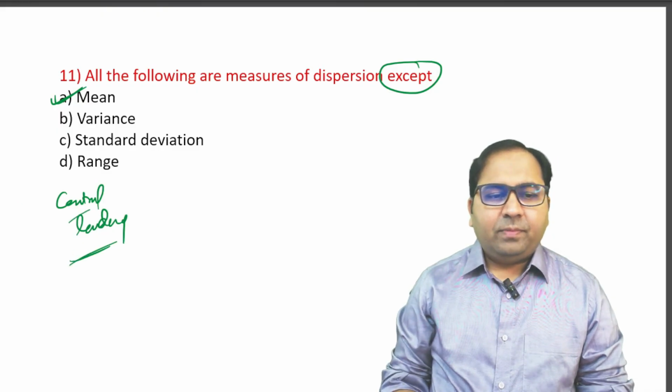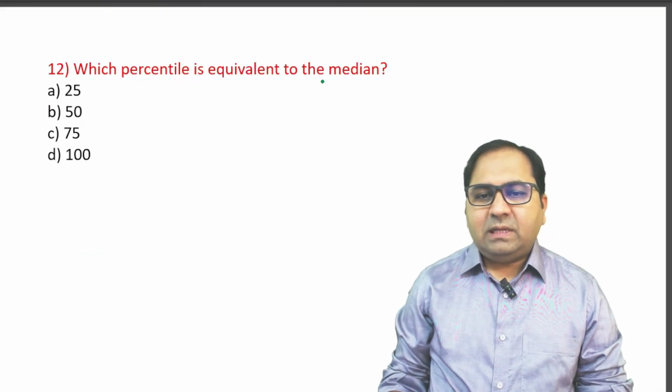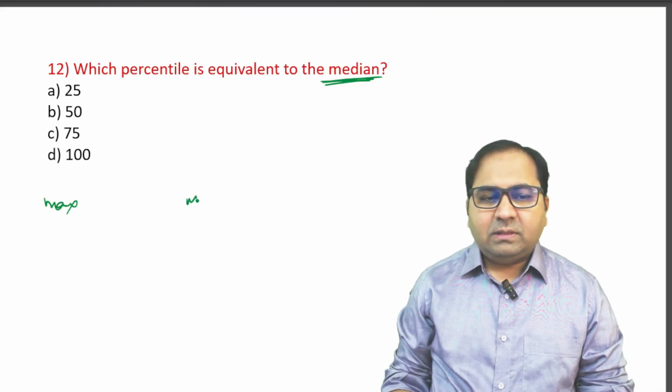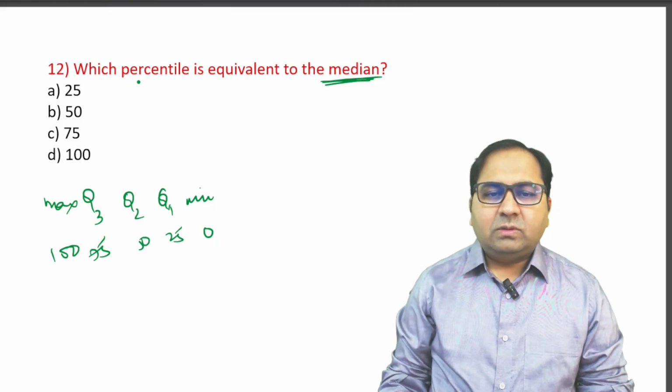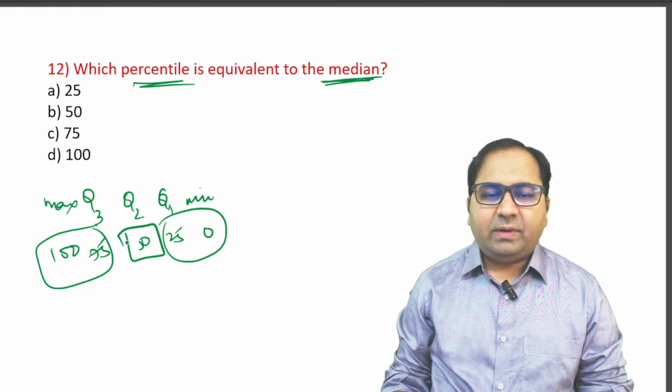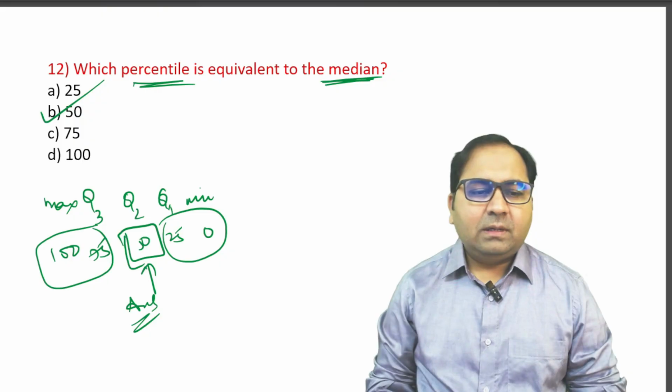Next question. Which percentile is equivalent to the median? 25, 50, 75, 100. I told you this is minimum, this is maximum, and then Q1, Q2. So this is 0, 25, 50, Q3 is 75, and 100 is the maximum. Median is what remains when you remove these two, and these two. So the answer for our question is 50, option B.